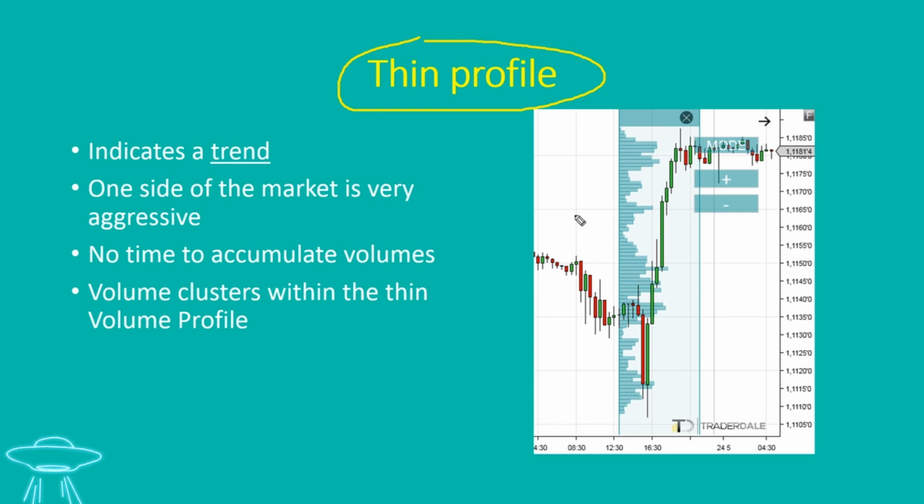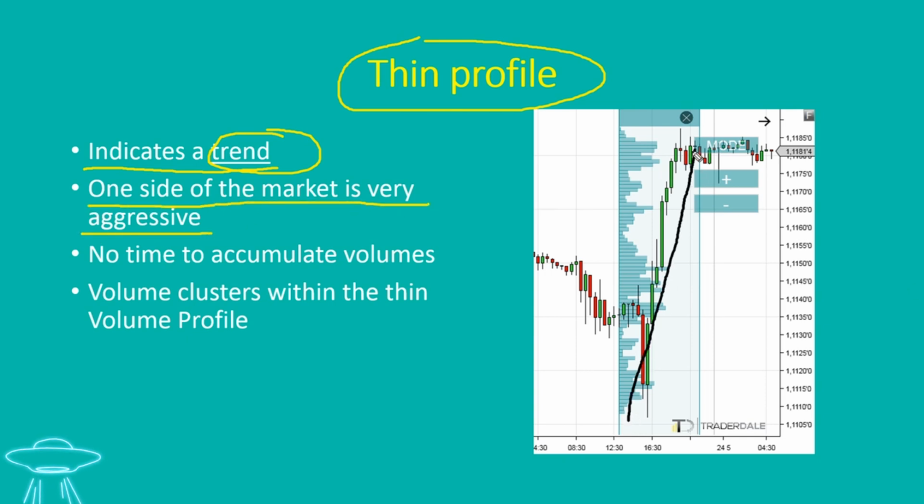When you see a thin profile, then there is a trend. This is the most important thing to remember. Thin profile equals trend. One side of the market is very aggressive, as in this picture, and it's pushing the price upwards. There's not much time to accumulate volumes. And for that reason, the volumes are not heavy within a trend.